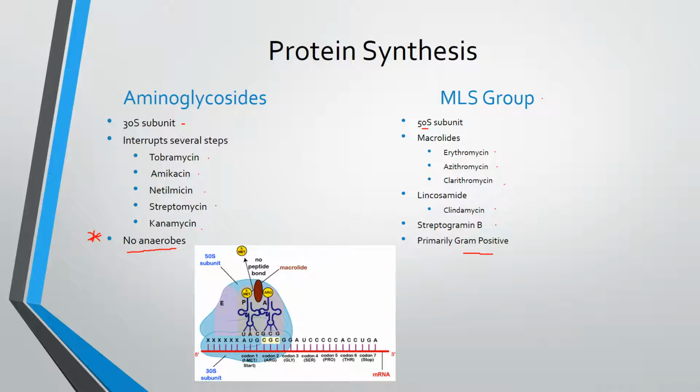And what do we include in the aminoglycosides? So that's the class. What are the drugs? Tobramycin, that's not used that much, but amikacin is used all the time.